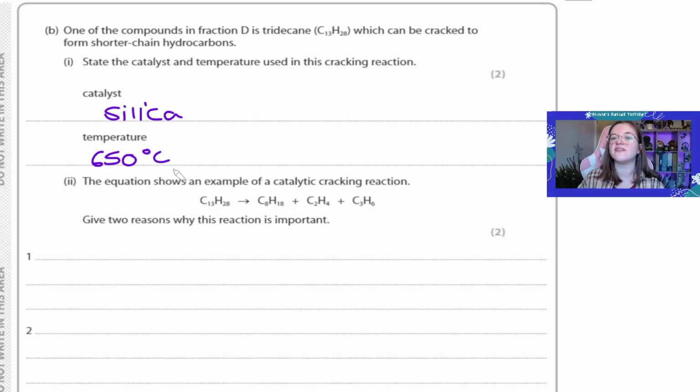There we are, 650 degrees, that'd be that. Then the equation shows an example of a catalytic cracking reaction. There it is. Give 2 reasons why this reaction is important. So why do we crack compounds? One of the reasons is that shorter chain hydrocarbons are considerably more useful.